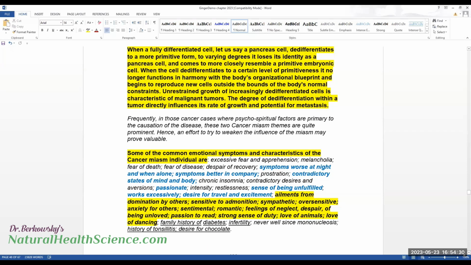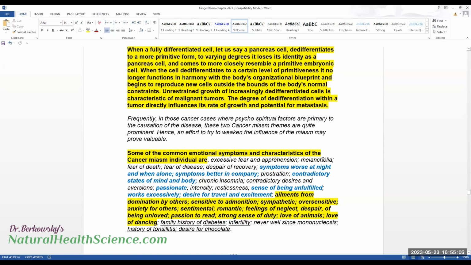So let's take a look at the common emotional symptoms and characteristics of the Cancer miasm individual. Okay, so some of these are pretty universal in some ways, and you're not going to be able to really identify the Cancer miasm through some of these symptoms. For instance, excessive fear and apprehension. Okay, you see that in the acute miasm, you see that in the typhoid miasm, you will see that in the psychotic miasm, you will see that in the syphilitic miasm. Doesn't give us much of anything.